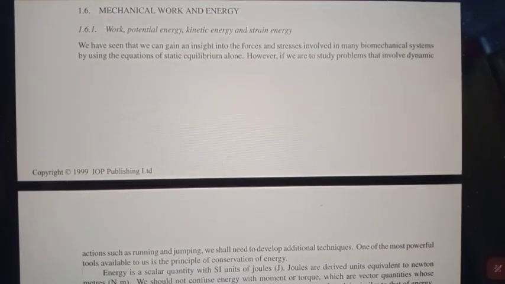Today our topic is mechanism, work and energy. Introduction: work, potential energy, kinetic energy and strain energy.